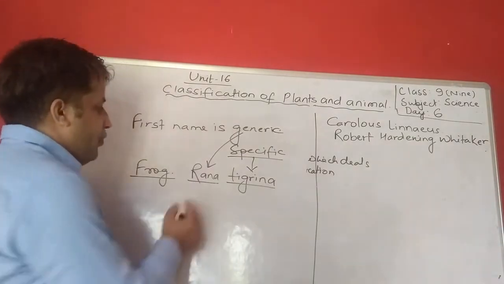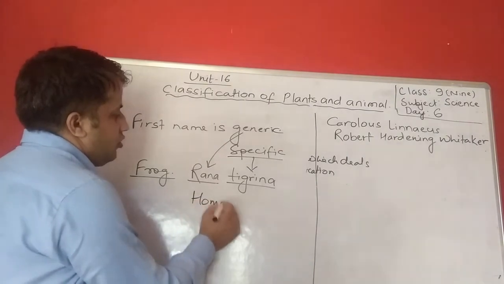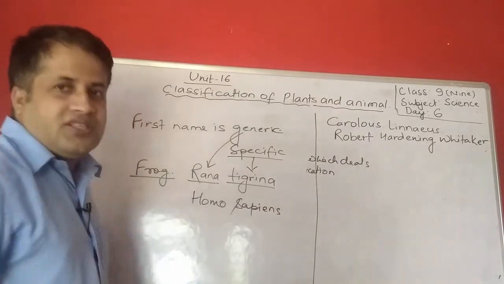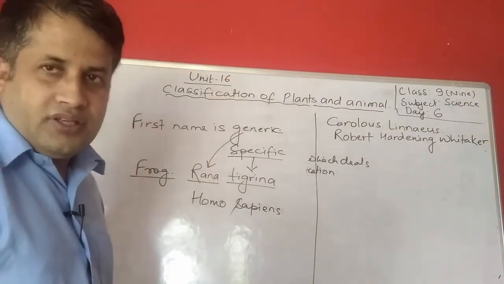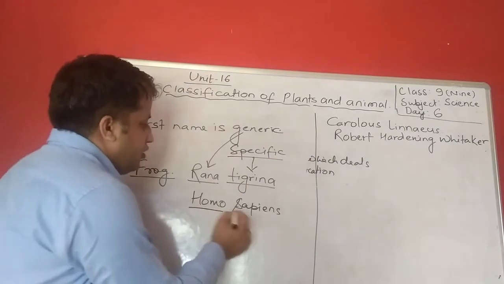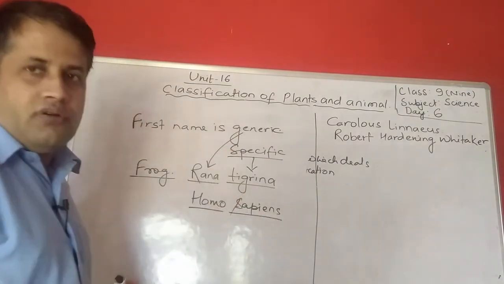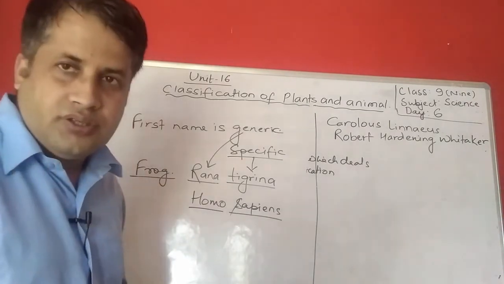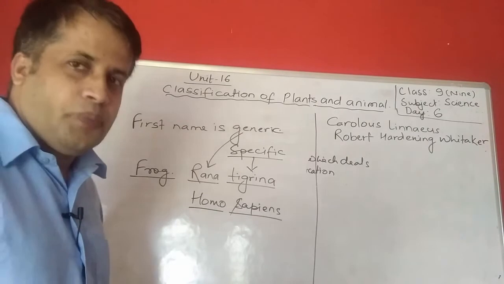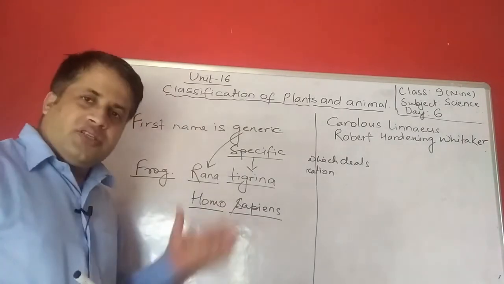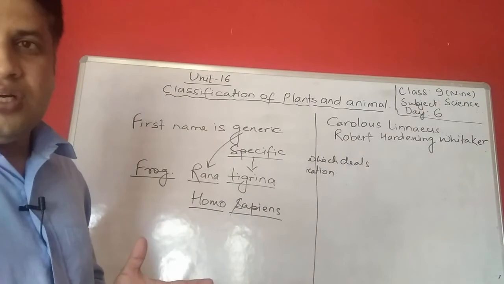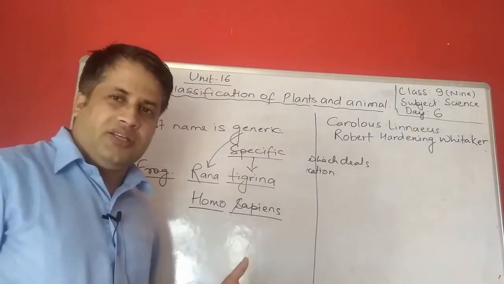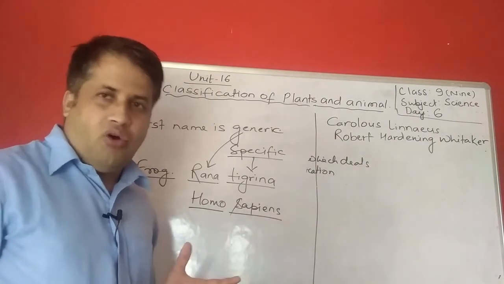Another example is Homo sapiens. Homo sapiens is the scientific name of human beings, isn't it? So the first word is the generic name of human beings, human, and sapiens is the specific name given to us. So this is the way of writing the scientific name, and there are rules which guide us to write the name of an organism.